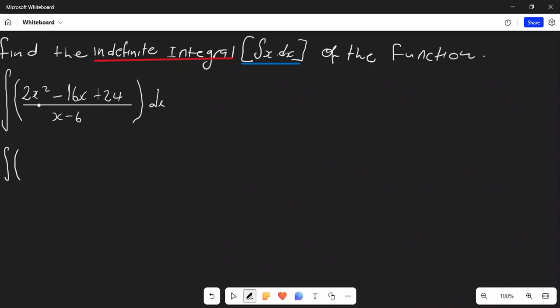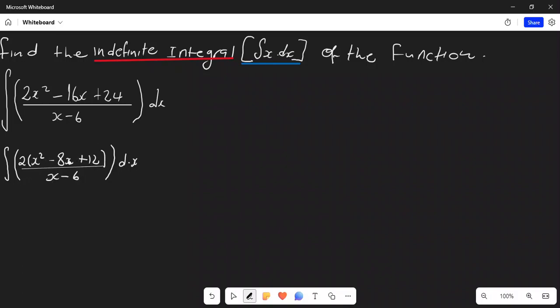So let's look at our numerator there. We have 2x squared minus 16x plus 24. Now we can take out the common factor here, which is 2, right? And then inside here we're going to be left with x squared minus 8x plus 12, right? All this is divided by x minus 6, and let's not forget the bigger bracket dx. Remember, dx means we are integrating, right?